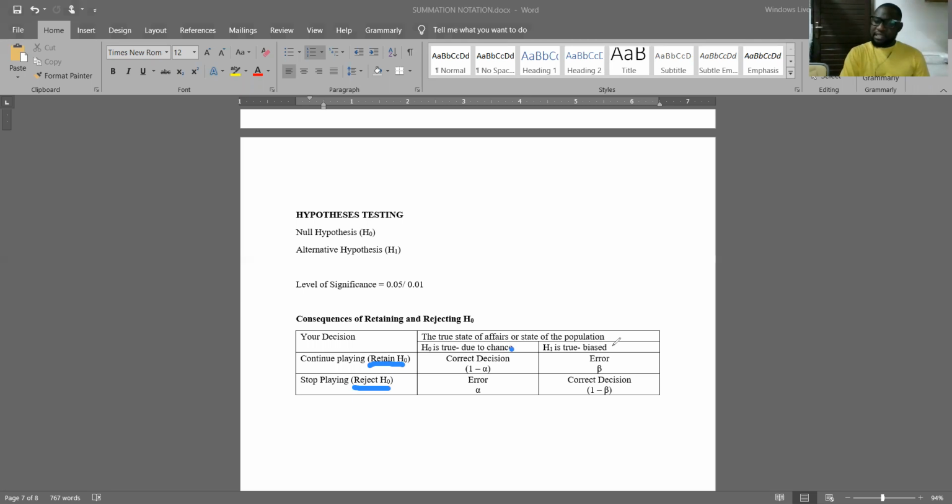If my friend is cheating, it means that things are biased. So it means H1 is true, the alternative hypothesis is true, and H0 is false. And if the thought is that everything is fair, things are due to chance, it means that H0 is true, but H1 is false.